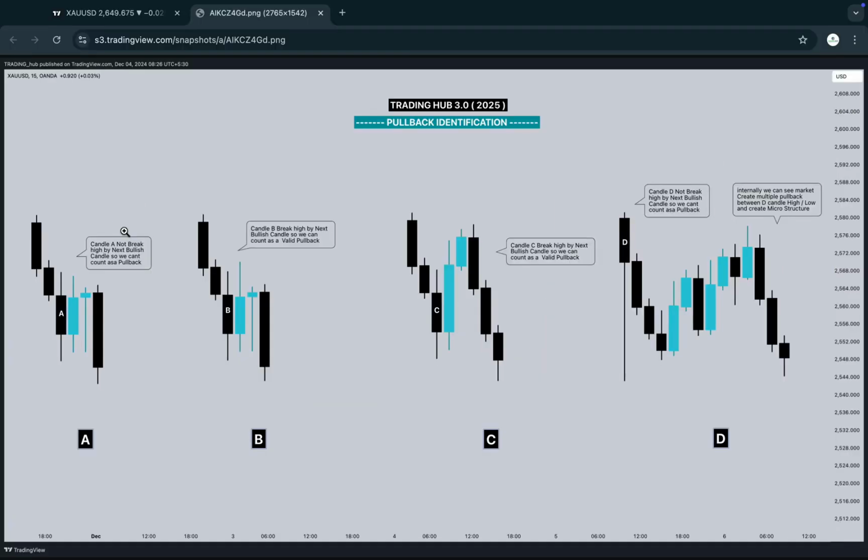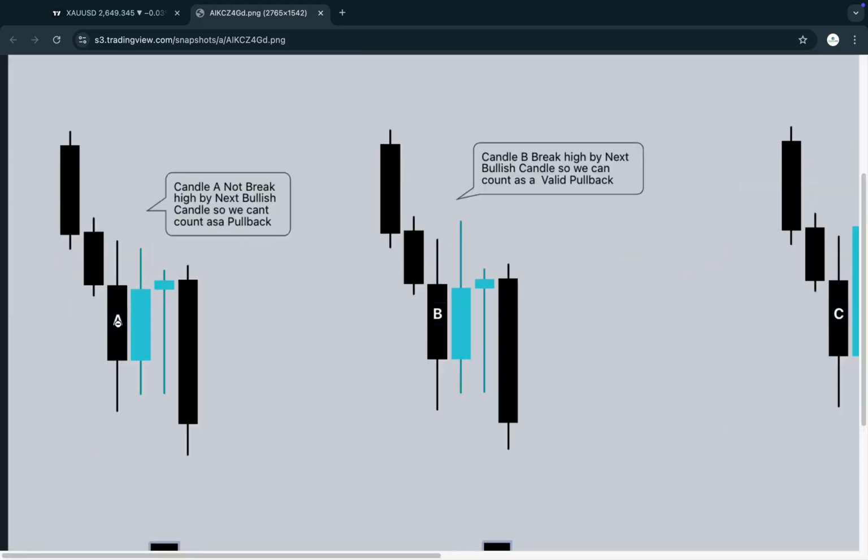So these are the diagrams. You can see diagrams 1, 2, 3 and 4 in front of my screen. In diagram A, we can clearly see this is just the opposite of the bullish trend. In this case, market momentum is bearish. So how can we identify a valid pullback? In diagram A, this is the A candle and the next is a bullish candle. But this bullish candle must break the previous A candle high. If this is broken, we can confirm this is a valid pullback, otherwise no.